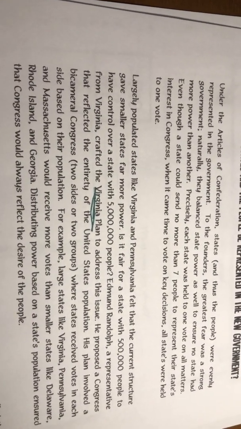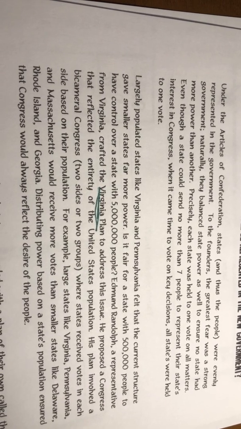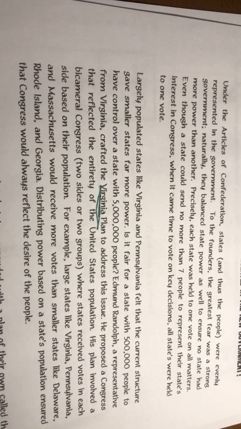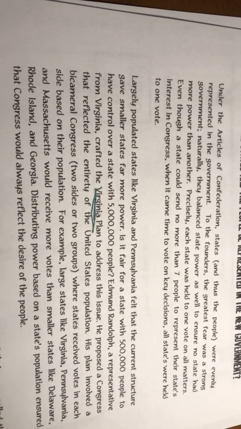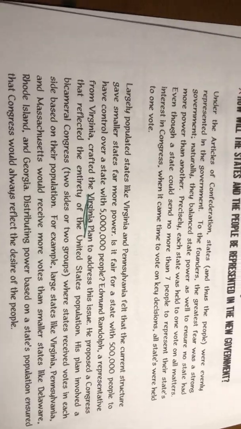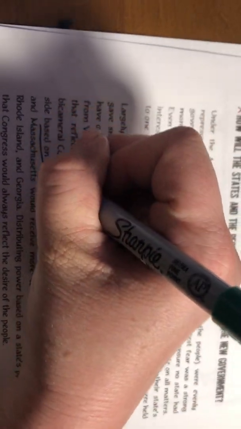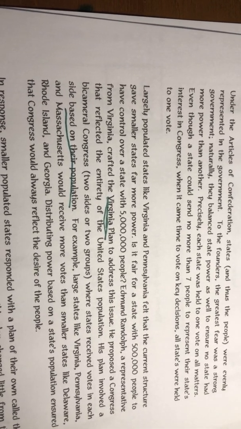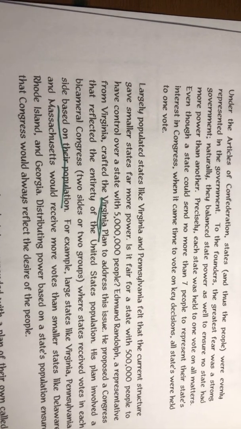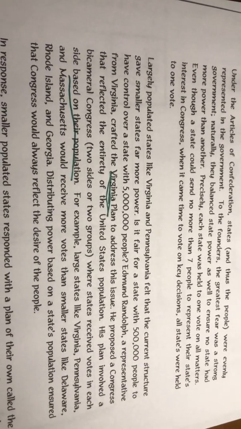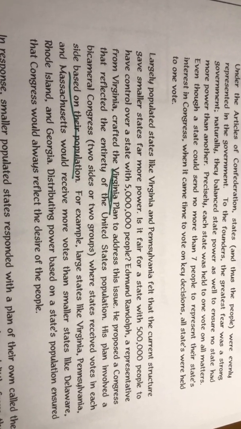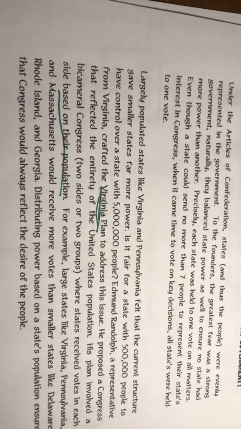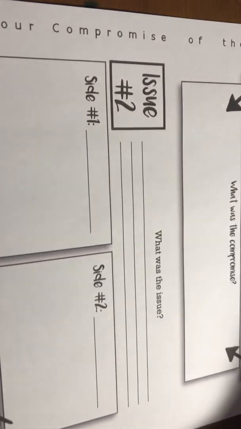He proposed a Congress that reflected the entirety of the United States population. His plan involved a bicameral Congress, which means 2 sides or 2 groups, where states received votes in each side based on their population. For example, large states like Virginia, Pennsylvania, and Massachusetts would receive more votes than smaller states like Delaware, Rhode Island, and Georgia. Distributing power based on the state's population ensured that Congress would always reflect the desire of the people.